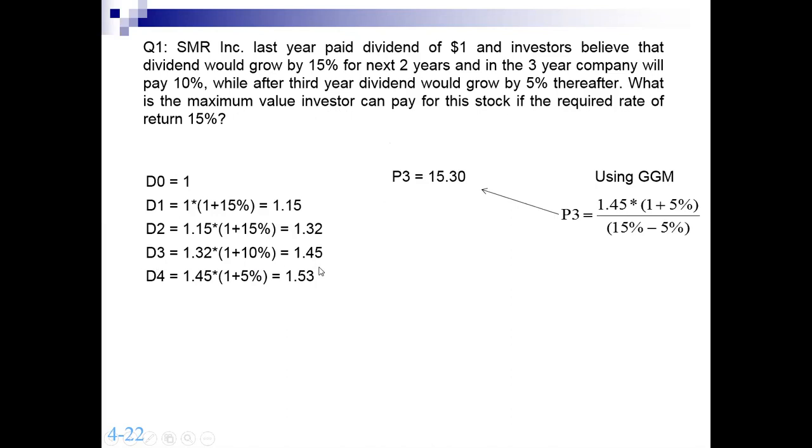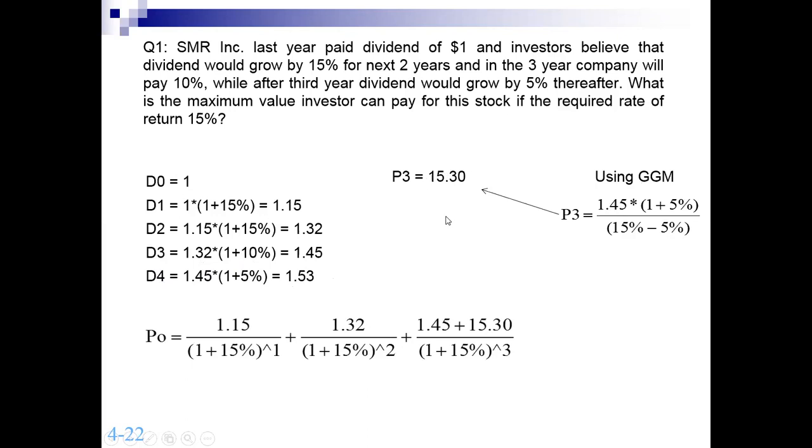in which year the dividend is going to be constant. If the dividend is going to be constant in the 4th year, then we calculate the price at the end of the 3rd year. And to calculate the price of the 3rd year, we will need the dividend of the 4th year. So we are using D4, that is 1.53, and applying the constant growth model with 15%, and the price comes to 15.3.